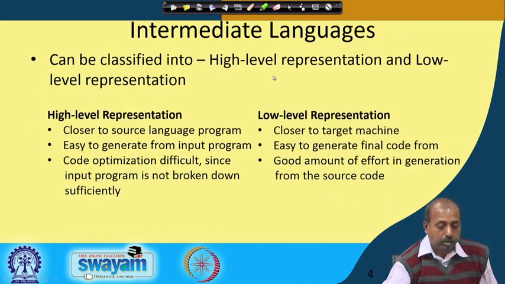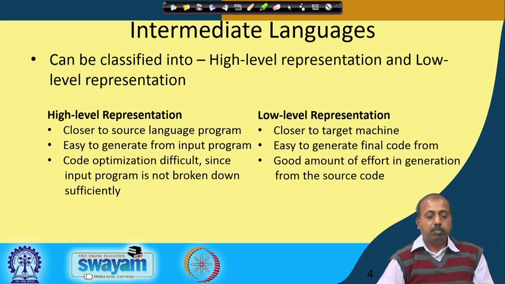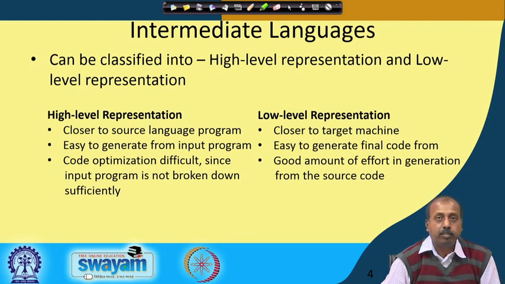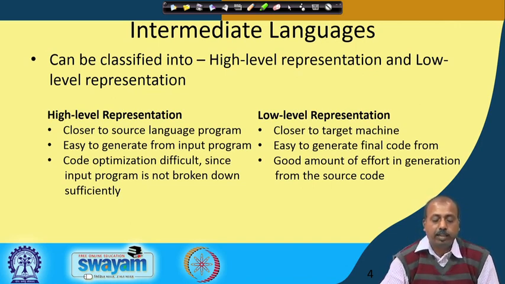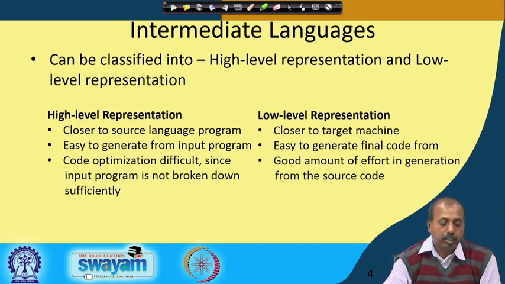So, we are going to use them. So, what can be the type of intermediate languages? There can be different types of intermediate languages that have been reported in the literature. They can be broadly classified into high level representation and low level representation. High level representations are closer to the source language.